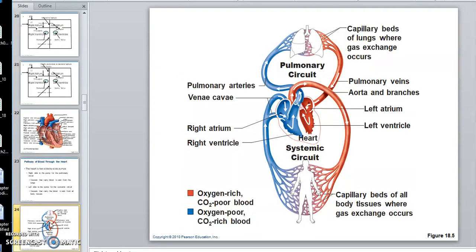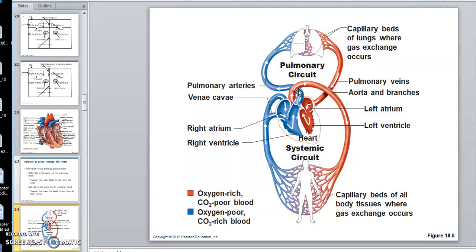Here again is to show you that that right side takes it through the pulmonary circulation, and that left side takes it through the systemic circulation, which is the rest of the body. That it goes through the lungs, picks up oxygen, comes back with oxygen, and then now here's the situation. Arteries you normally think of as oxygenated, veins deoxygenated.